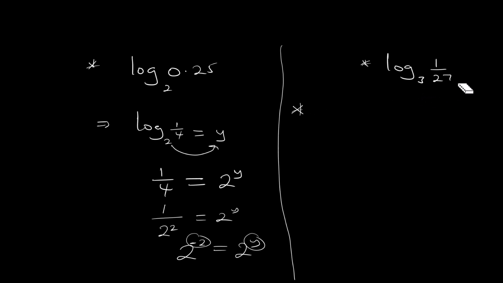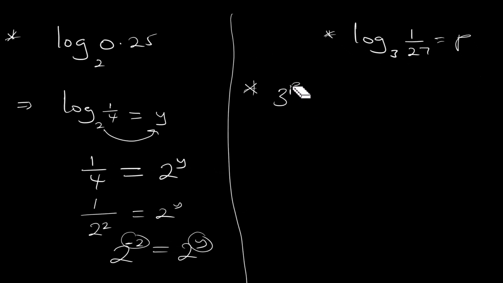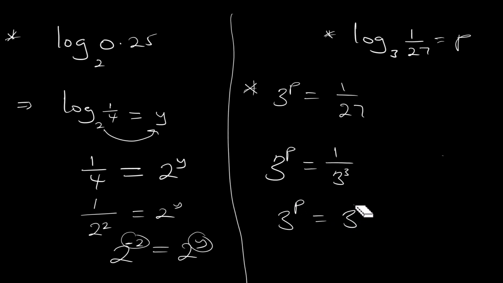We have log 1 over 27. Let's set this one to, let's say, p. So we have 3 raised to p equals 1 over 27. 3 times 3 is 9, 9 times 3 is 27. So 3 raised to p is the same as 3 raised to negative 3. Therefore, my p is minus 3.